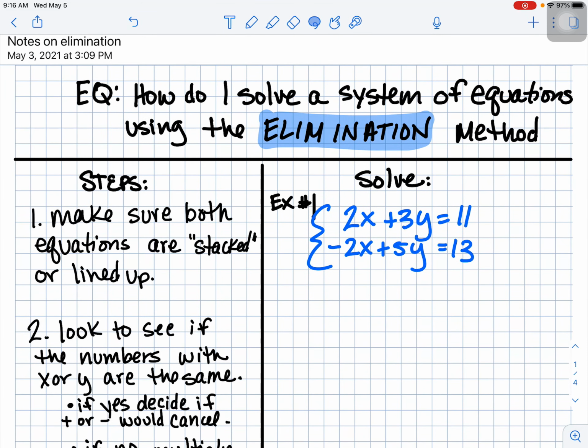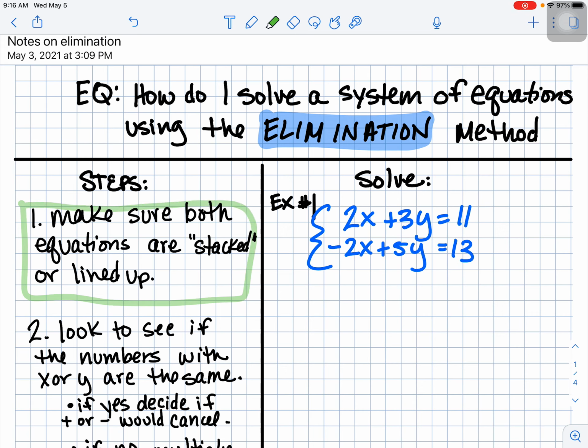The essential question for today is, how do I solve a system of equations using the elimination method? So we're using two-column notes just like we did earlier this week. The steps are on the left and we're going to show those steps on the right. The first step on the left asks us to make sure that both of the equations are stacked, is what I like to call it, or lined up.